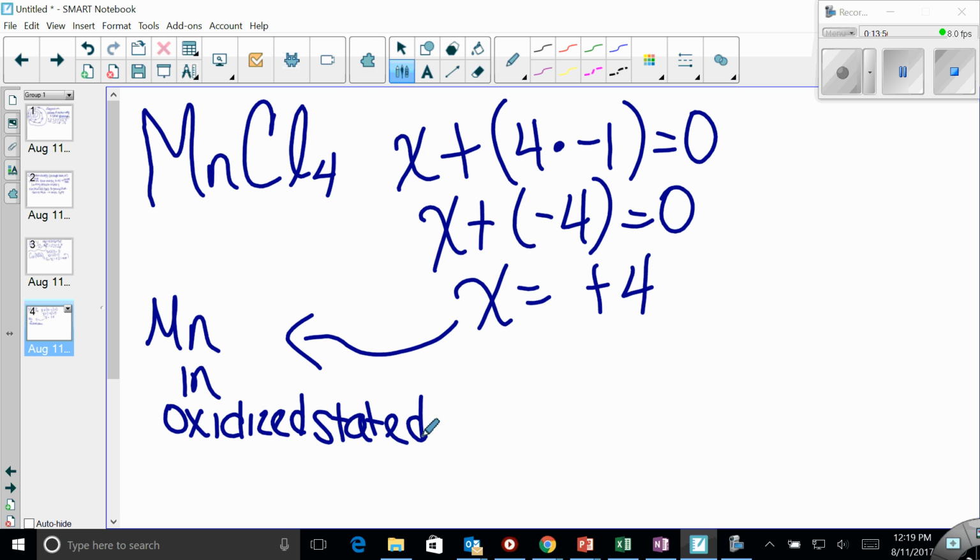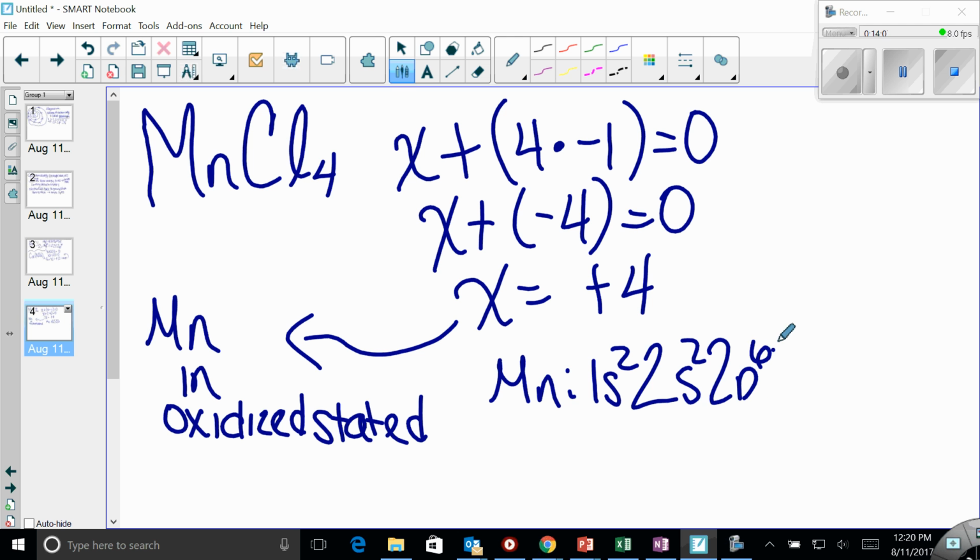So on my chart, I would write Mn is 1s2, 2s2, 2p6, 3s2, 3p6. What's the number for Mn? 4s2. Where's Mn? 25, so I need 3d5.